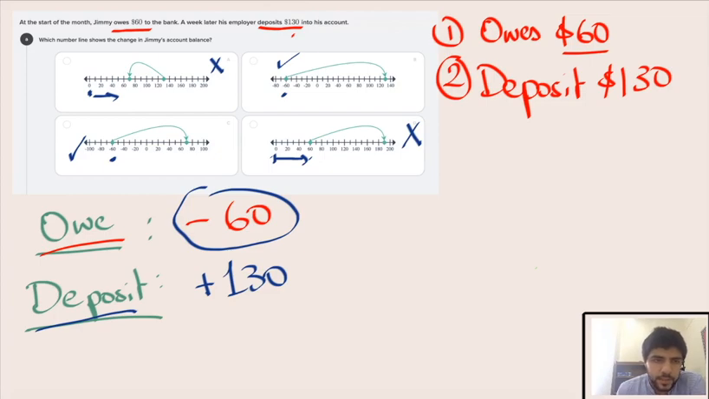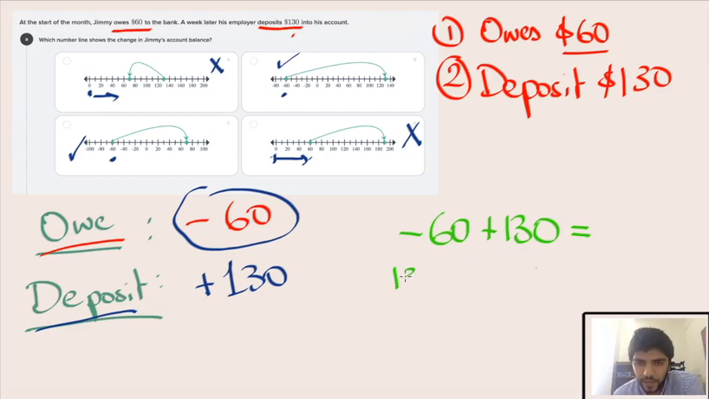Now, let's look at the second part. The second part is depositing 130. So we're saying that we start at negative 60, and we add 130. What is the result of that? And if you want to think about it in a different way, this is exactly the same as saying 130 minus 60. And so if you calculate this, you get 70. So in the end, Jimmy ends up with $70. So we need to find a number line that ends at $70.